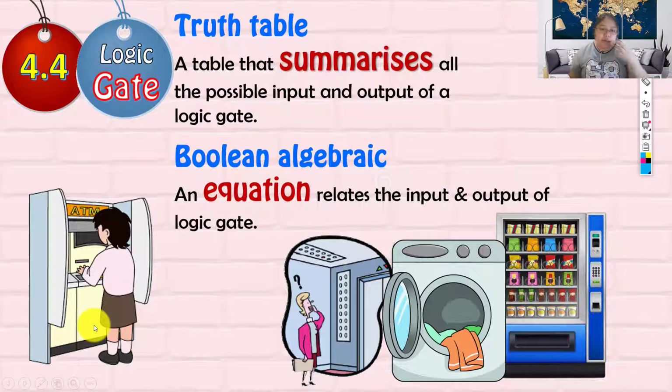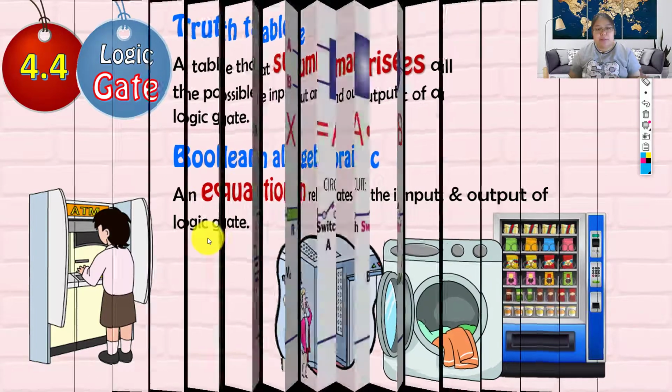The following are some diagrams of machines that use the logic gate to function. For example, the ATM machine, then we have the lift, the washing machine and also your vending machine. These all use logic gate binary numbers, and then they function. Okay, now we go to the next part.